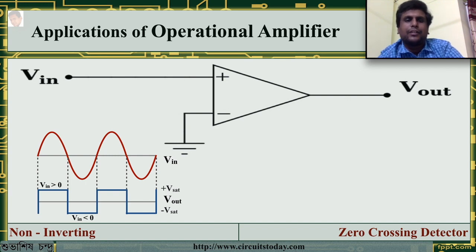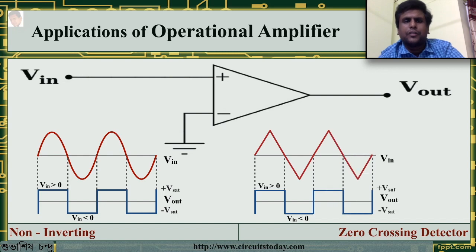So whenever a zero crossing detector changes its saturation state, you can say that the input voltage has crossed 0, and that is why it is called the zero crossing detector. Let us repeat the same for the triangular wave. The output waveform is the same as in the previous case.